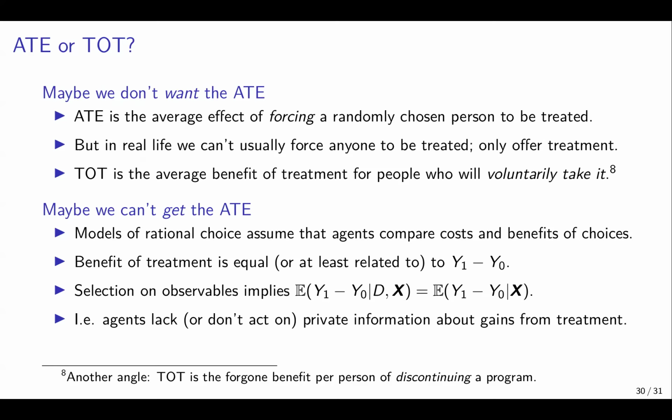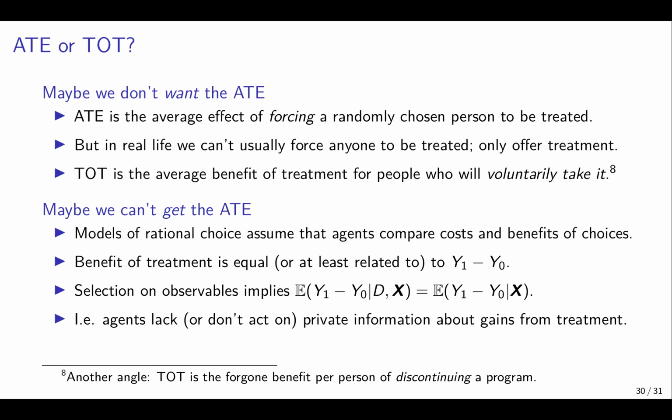So most models of rational choice assume that agents compare the costs and the benefit of the choices they're making. So the benefit of treatment is related to, or perhaps equal to, but perhaps let's be a little bit more circumspect and say related to, y1 minus y0. And selection on observables would imply that the expectation of y1 minus y0 given d and x doesn't depend on d. In other words, it would say that once you know x, telling me the value of d, telling me whether someone really chose the treatment or not, doesn't tell me any additional information.